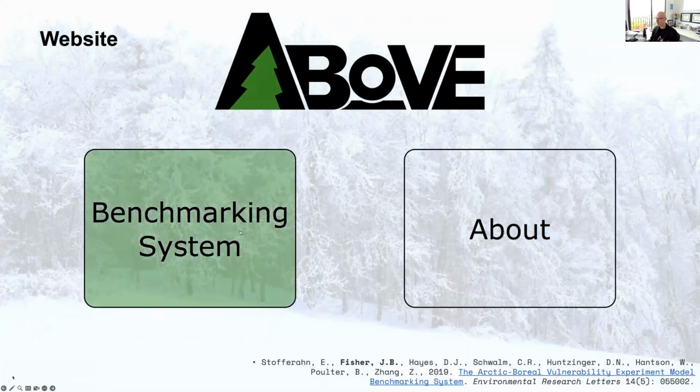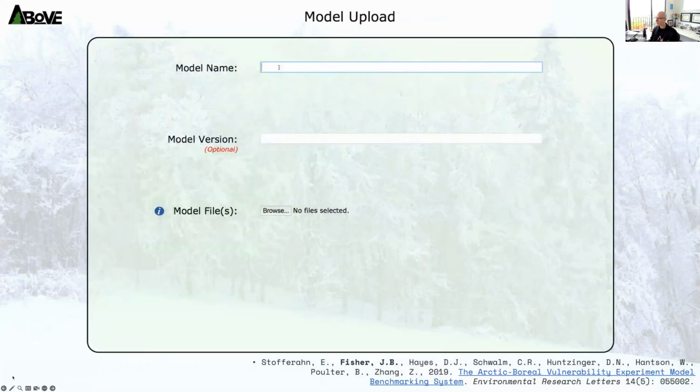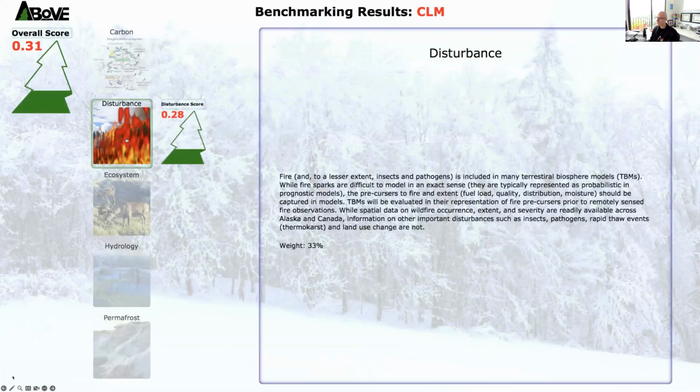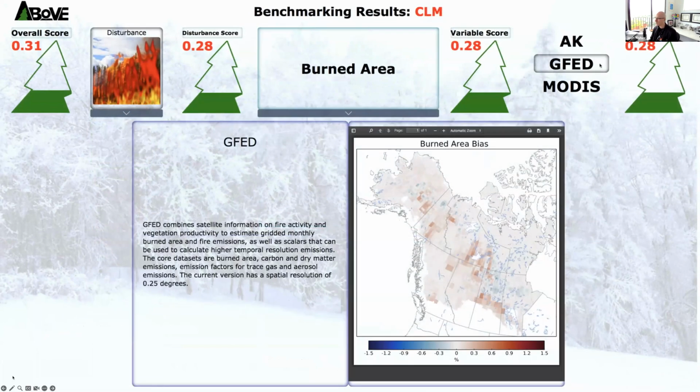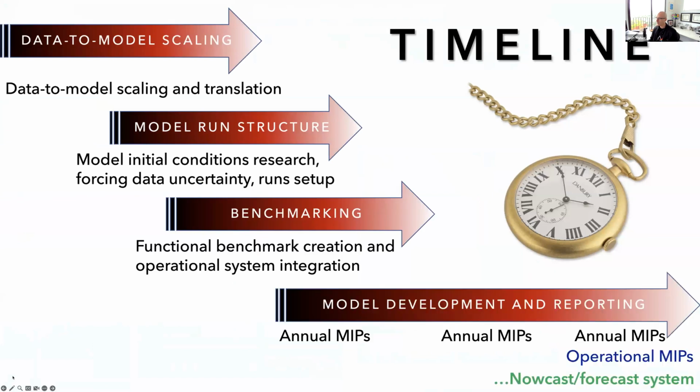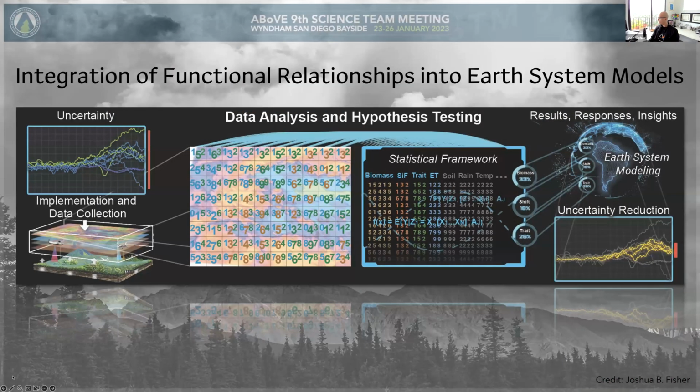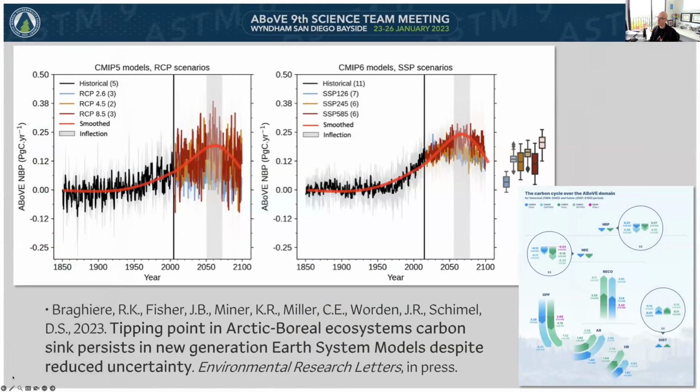I'll skip through this, but benchmarking is huge as well, being able to test the models. We have a big benchmarking activity, but I'm afraid I'm pushing time. So essentially we're trying to go from the left, where we've got big uncertainties and are trying to understand if there are tipping points, to reduced uncertainties and having confidence in those tipping points if they exist, and so on.